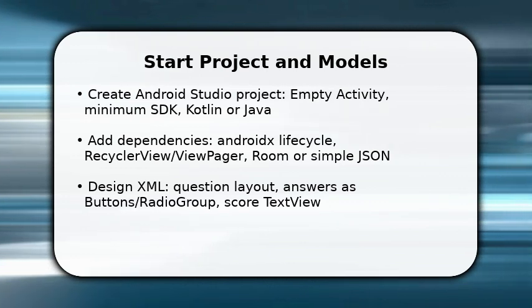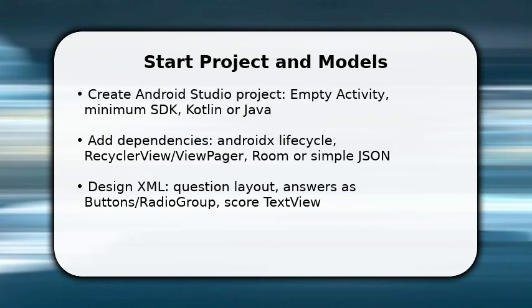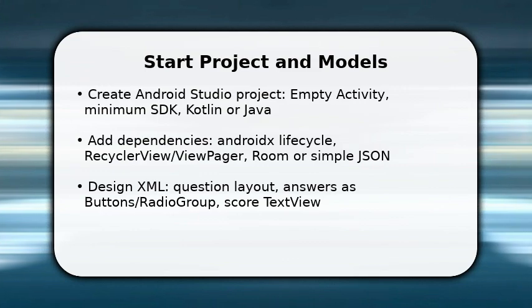Next, design the XML: a question text view, 4 answer buttons or a radio group, and a persistent score text view. Once done, implement a simple question data class and seed it with a small JSON or in-memory list so you can run immediately. You now implement the core flow and the reasons behind each choice.